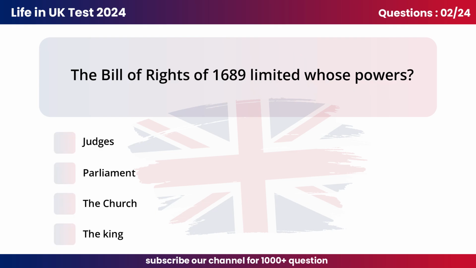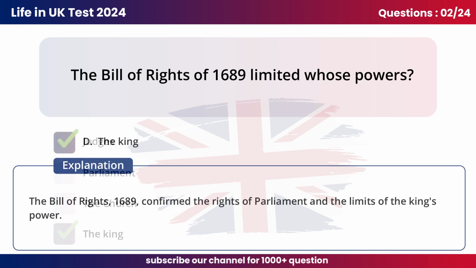Question 2. The Bill of Rights of 1689 limited whose powers? D. The King. The Bill of Rights, 1689, confirmed the rights of Parliament and the limits of the King's power.